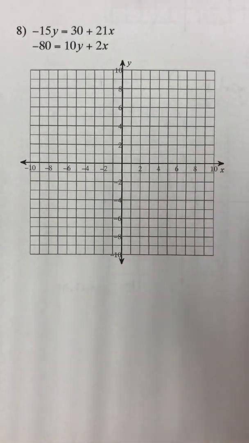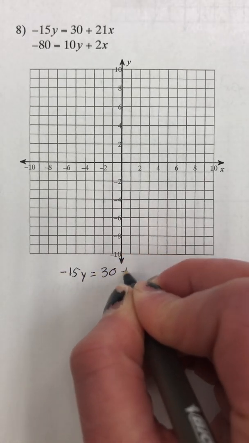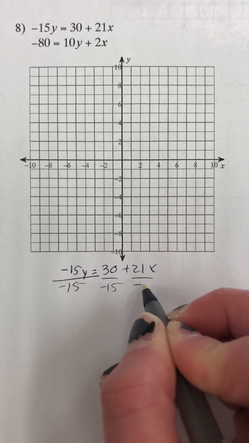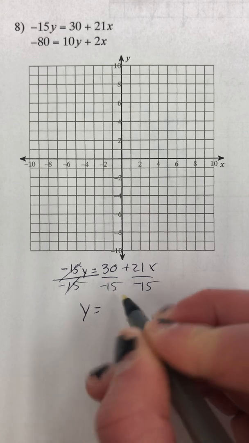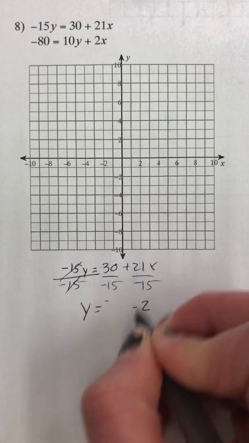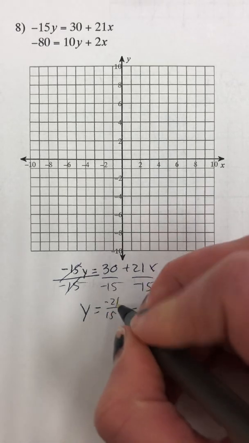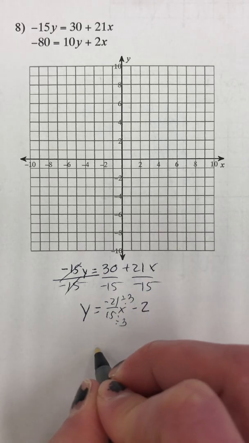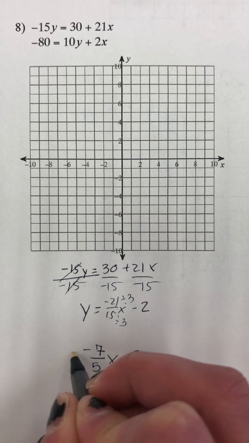I'm going to rewrite it. We need to solve for y first, so I'm going to do negative 15y equals 30 plus 21x. We're going to divide by negative 15. Those are going to cancel out, giving me y equals 30 divided by negative 15, which is negative 2. And 21 over negative 15, we can simplify this fraction. 21 and 15 both have 3 in common. If I divide by 3, it's going to be negative 7 over 5. Negative 7 over 5 x minus 2 is equal to y.